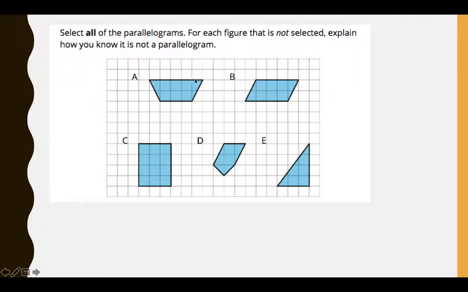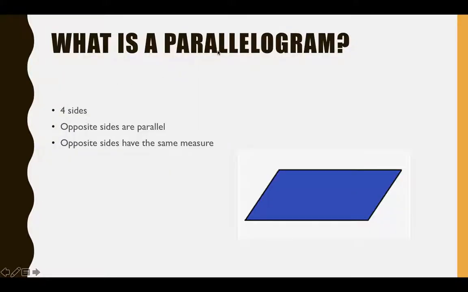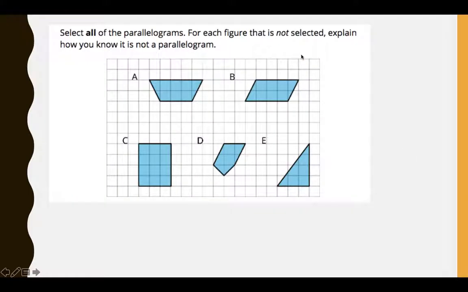So we're going to run through 5 different examples. We're going to have to decide which of these are parallelograms and which of these are not. And we have to be able to justify our reasoning and explain why something's a parallelogram as opposed to why it's not a parallelogram. So for figure A right here, we're going to bounce back to the 3 characteristics of a parallelogram that we listed on this page as a reference.